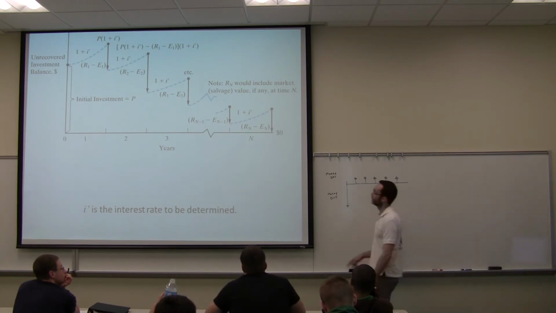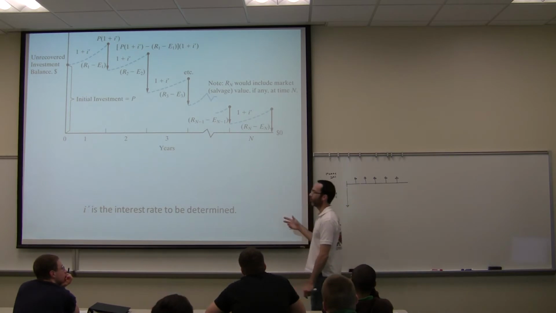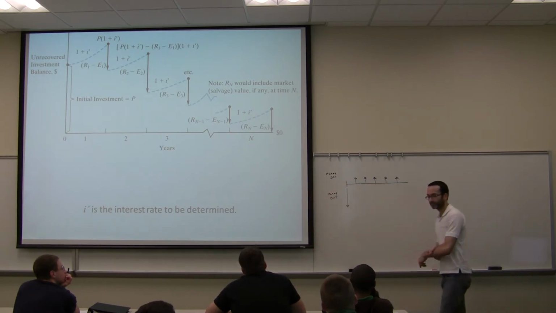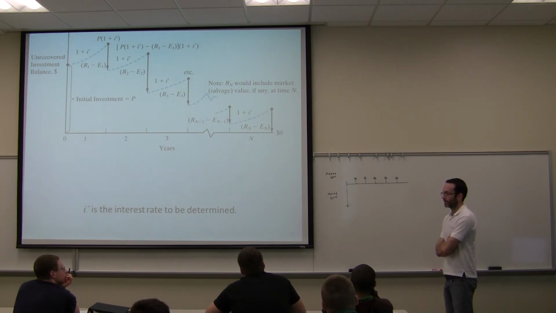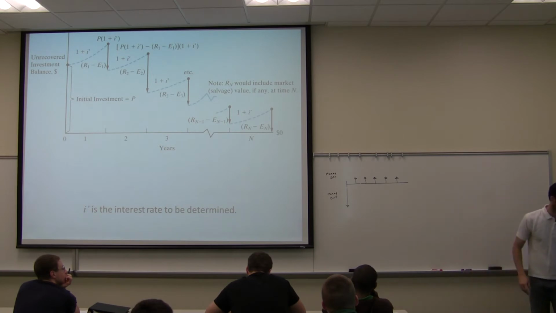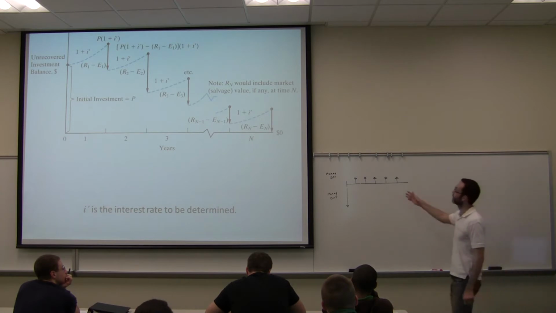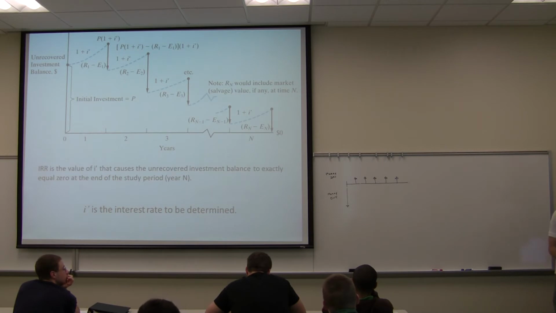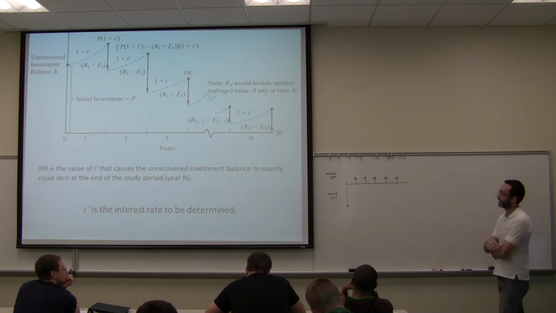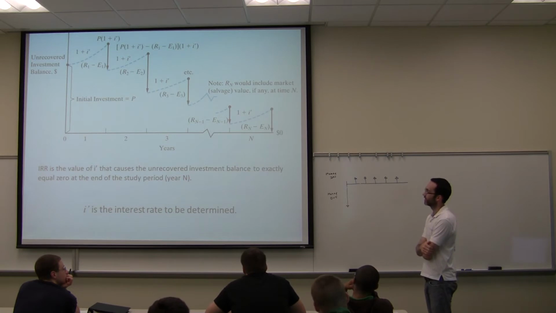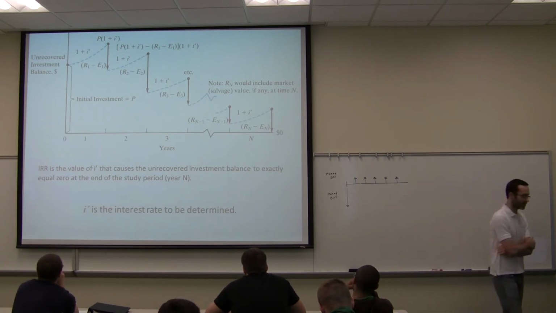And so what this diagram shows is that you can think of it another way. Remember we saw the cumulative present worth in one of the in-class examples. This is the cumulative outstanding investment over time. And at the internal rate of return, at the end of the project lifespan, it will go to 0. So internal rate of return is the interest rate that causes it to be 0 at the end of the study period, year end.